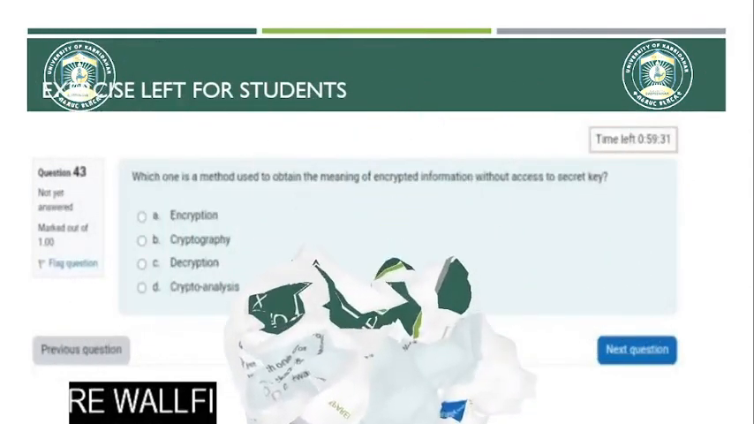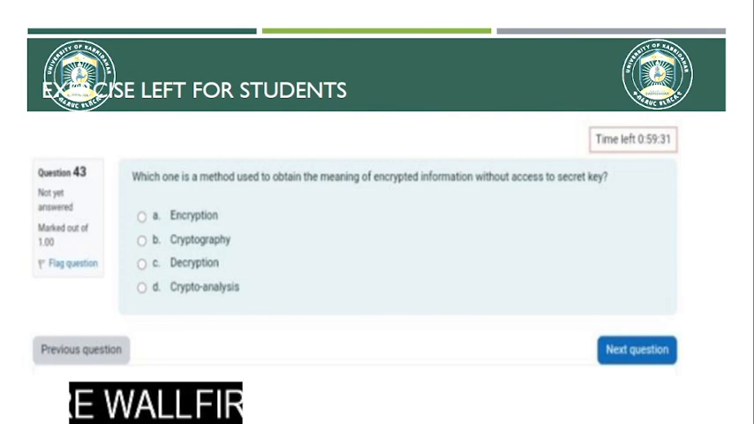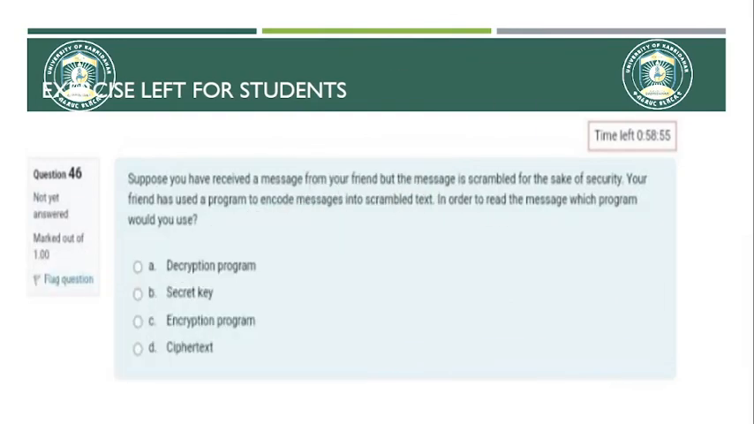The other one: which one is a method used to obtain the meaning of encrypted information without access to the secret key? Without accessing what? Secret key. We will see this on chapter 2 and chapter 3 ላይ እናየዋለን። Suppose you have received a message from your friend ይላል። አንድ ሜሴጅ ደረሰህ እንበል ከጓደኛ but the message is scrambled. It is converted to cipher text ማለት ነው.